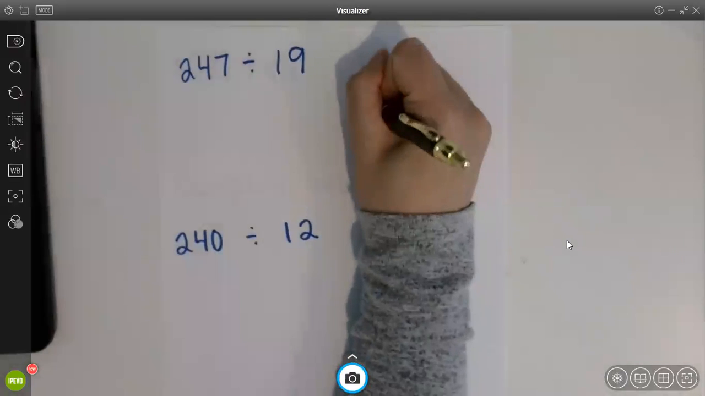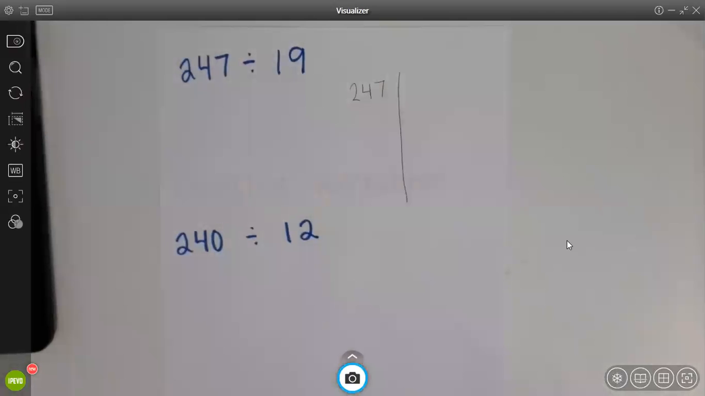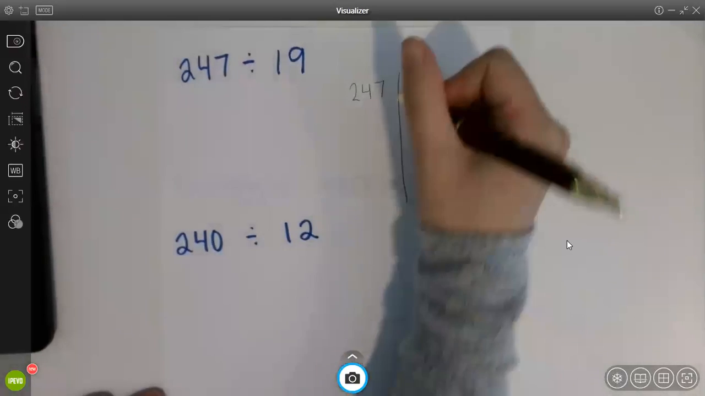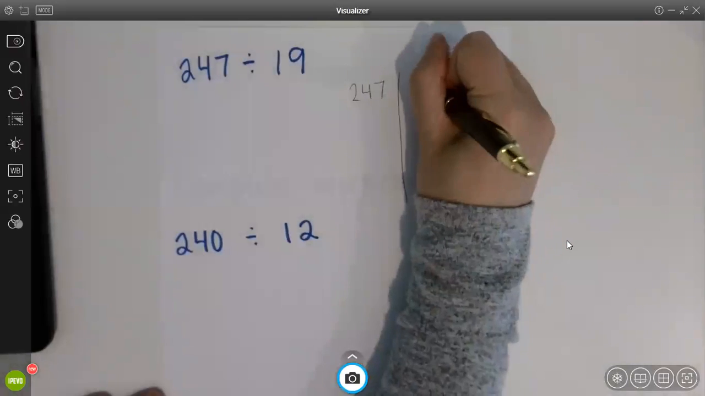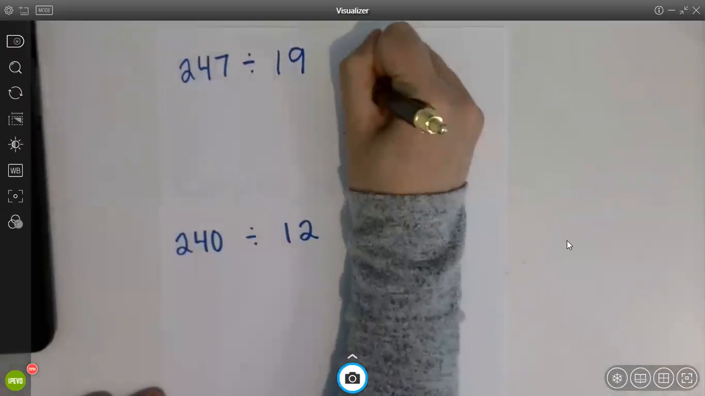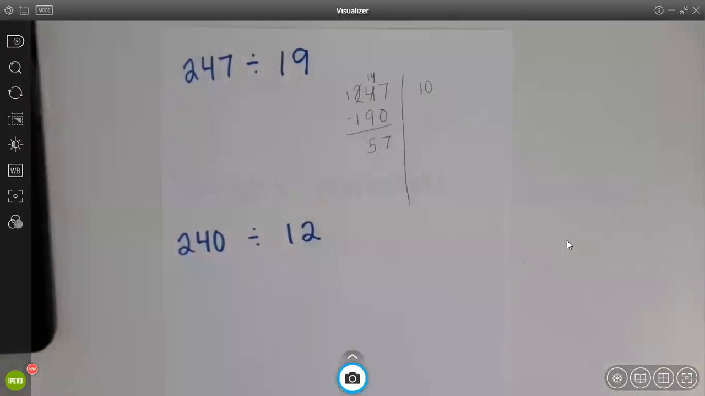So I'm going to write out 247. Remember my tip, always start with 10 when possible. 10 times 19 is 190, so I can start with 10. I'll subtract 190 and we'll see where that gets us. Okay, so now I'm at 57.